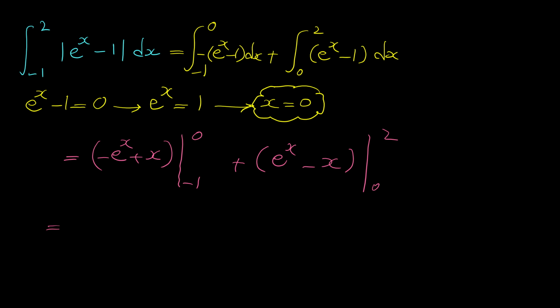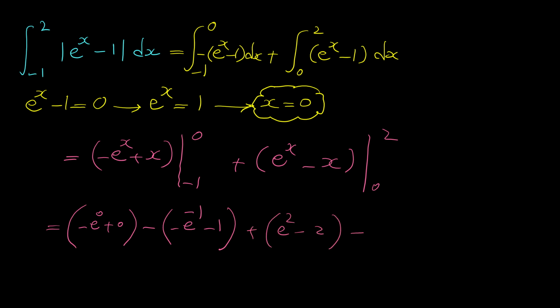Now is the time to do the substitution. If we plug in 0, we have negative e to the 0, and negative e to the 0 is negative 1. So we have negative e to the 0 plus, basically, 0 minus, now plug in negative 1. If we plug in negative 1, then we have negative e to the negative 1 minus 1. This is for the first integral. For the second integral, we plug in 2. We have e to the 2 minus 2. Then, don't forget you have a negative here, minus, plug in 0: e to the 0 minus 0.